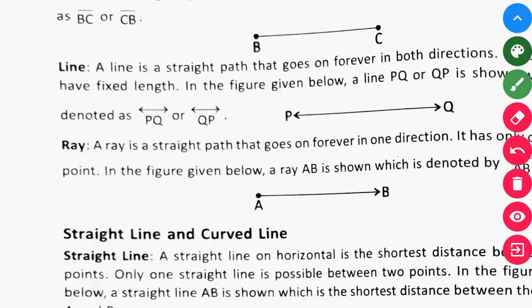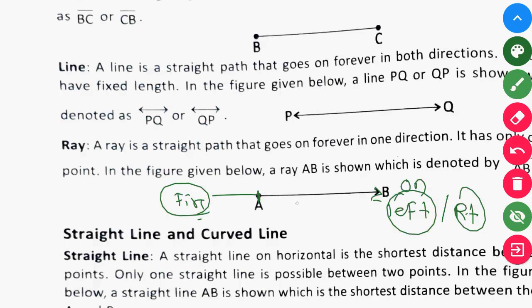Now the next one is ray. Now there is a difference between ray and line also. A ray has one end fixed and one end infinite, whether it is on the left side or on the right side. But any one of the ends is fixed, means at one end it has a point and at one end it has a symbol of an arrow. So it is known as a ray. A ray can move in one direction for infinite distance.